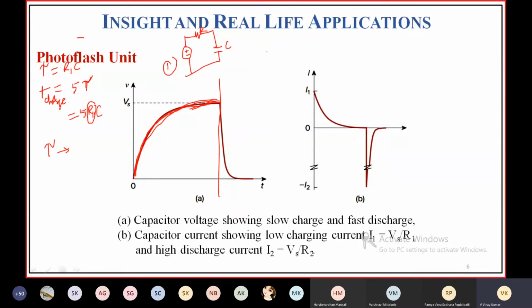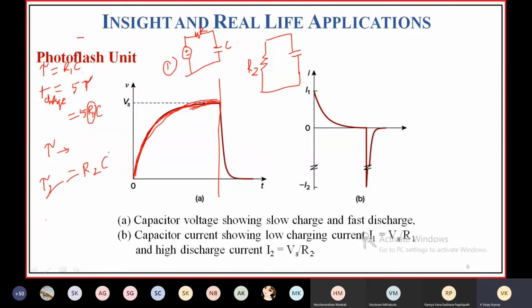Now when the switch is moved to position 2, this will be the circuit. Here R2 is the resistance of the photolamp. So what will be tau 2? Tau 2 is equal to R2C.